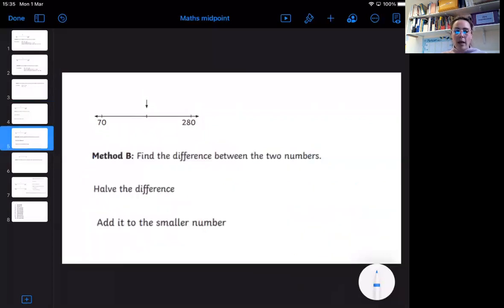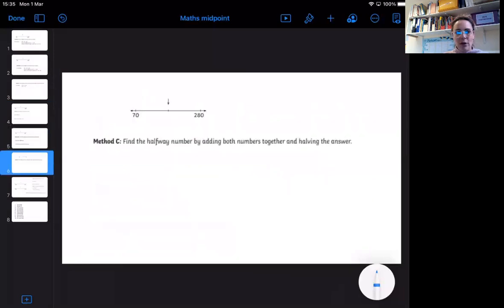Have a go at working through using method B, which is exactly the same. However, instead of taking away from 280, you're going to add it to the smaller number. Have a go, pause the video now. Did you get the same answer as we did for method A? Feel free to check back and have a look. Let's now have a look at method C. If you feel that you are confident, please do pause the video and have a go and check your answer back. If not, you can work it out with me.